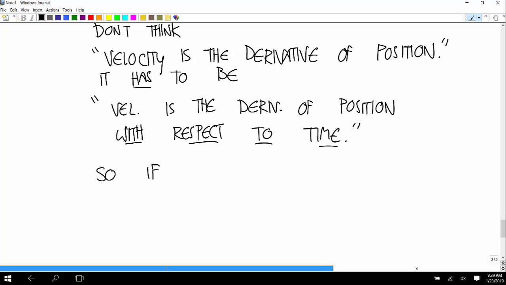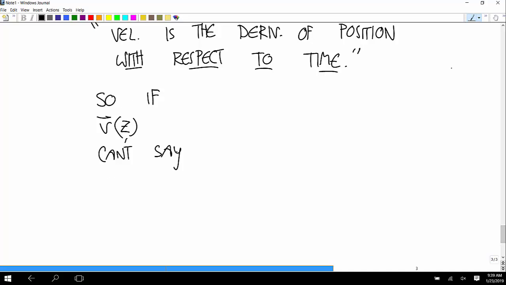So if you have a function like velocity is a function of the z position, okay, and that could definitely happen, and we'll actually see problems like that. You can't say, so it would be really easy to just take the derivative of that and say that the acceleration is dv/dz, but that's just not what acceleration is.